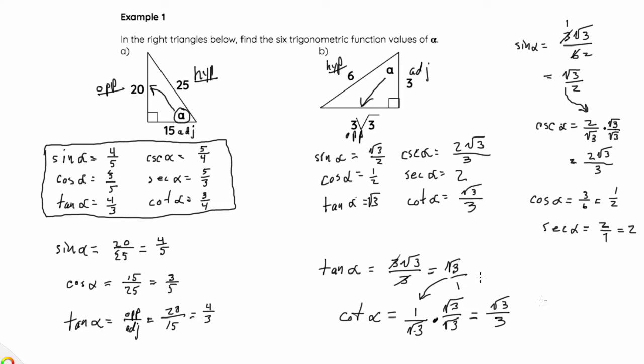And we are done. We have all 6 trigonometric functions. They are fully reduced. There are no radicals in the denominator, and there are no 1s in the denominator. And every fraction is simplified, and we are done.